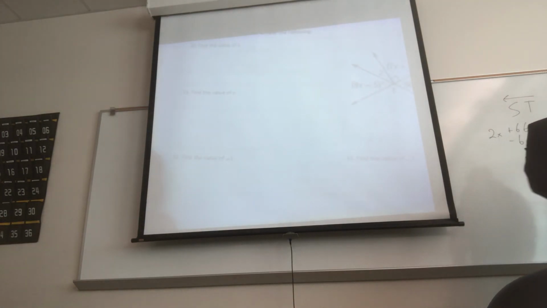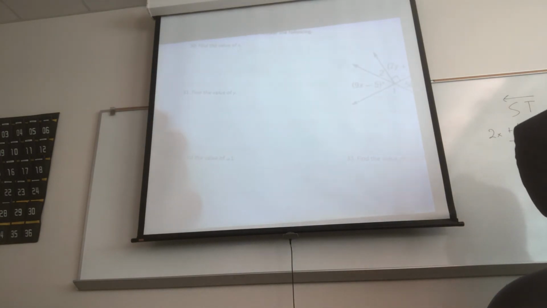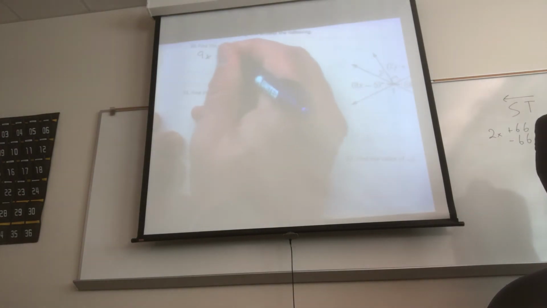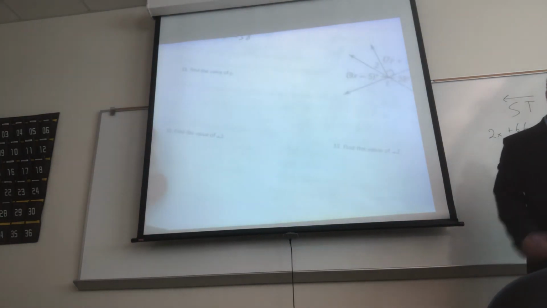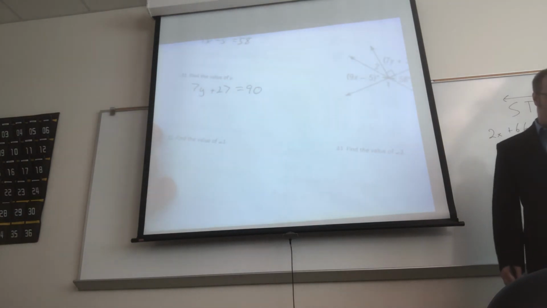Then this last one, again, it's a combination of a bunch of different things. Find the value of x. This looks like it's going to be difficult, but these are vertical angles. That's 9x minus 5 is equal to 58. Find the value of y. I can see that this is a right angle, so that's 7y plus 27 is equal to 90. Find the value of angle 1.